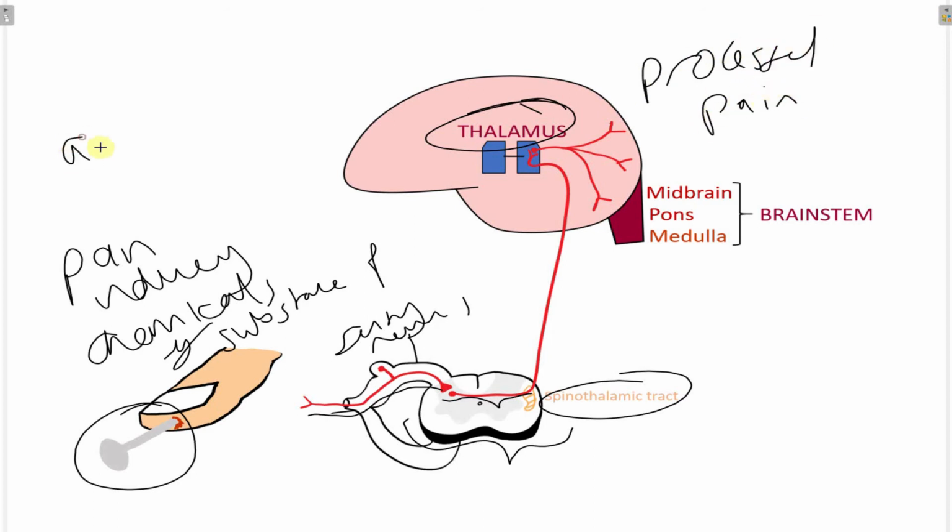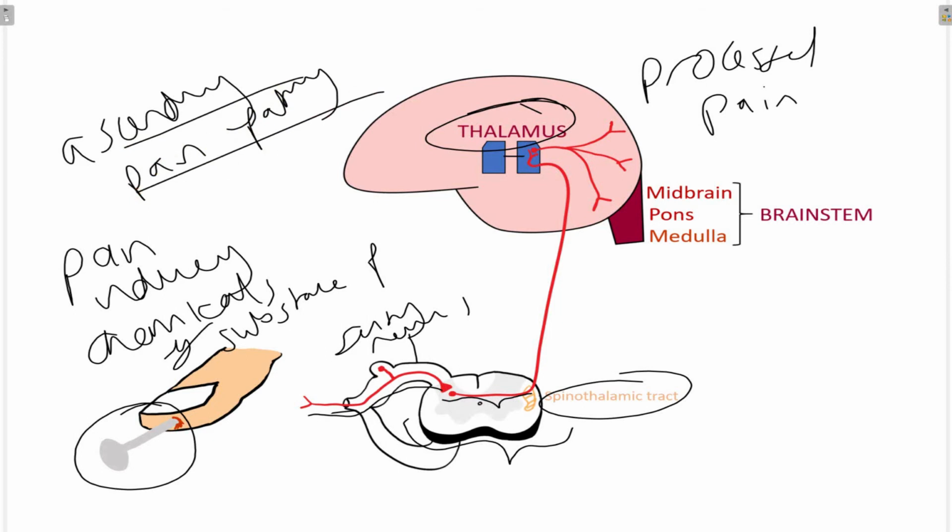Now, that is just a very basic look at the ascending pain pathway. Now, remember that when we're looking at that descending inhibitory pain pathway, which interferes with this pathway, we need to look at the brainstem. Now, the brainstem is made up of the midbrain, the pons, and the medulla oblongata.